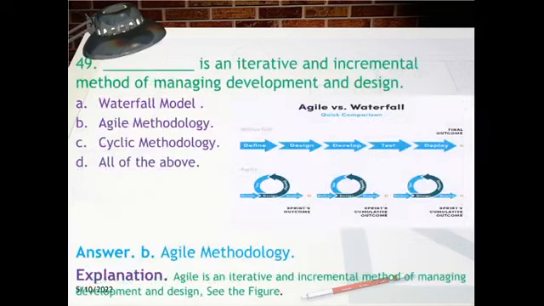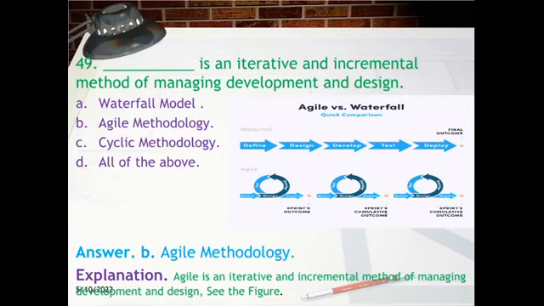49. Blank is an iterative and incremental method of managing development and design. Waterfall Model. Agile Methodology. Cyclic Methodology. All of the above. Answer B. Agile Methodology. Explanation. Agile is an iterative and incremental method of managing development and design.